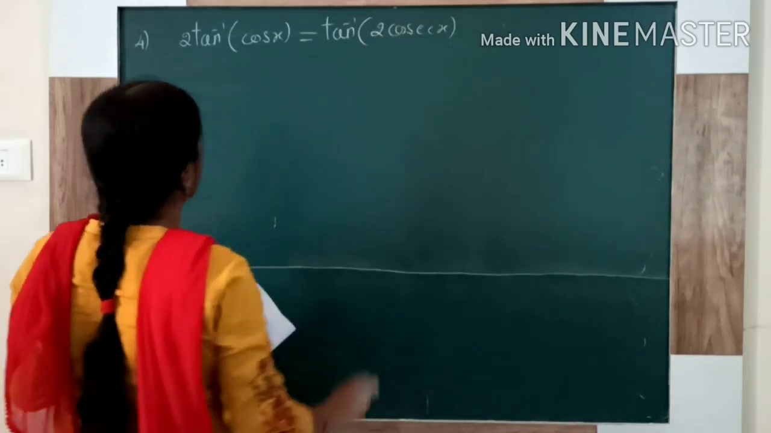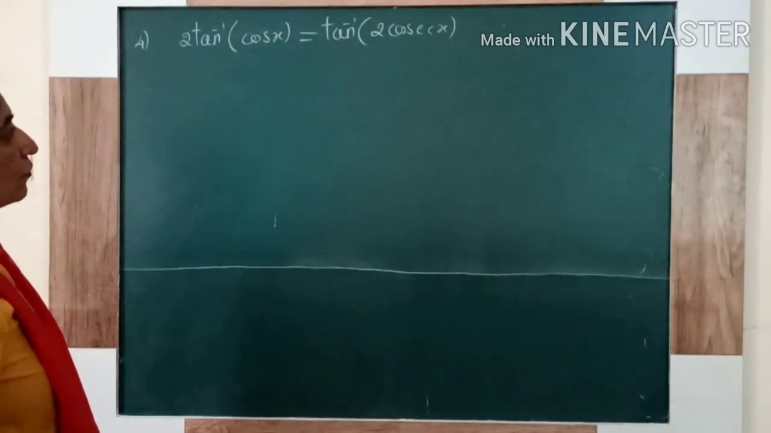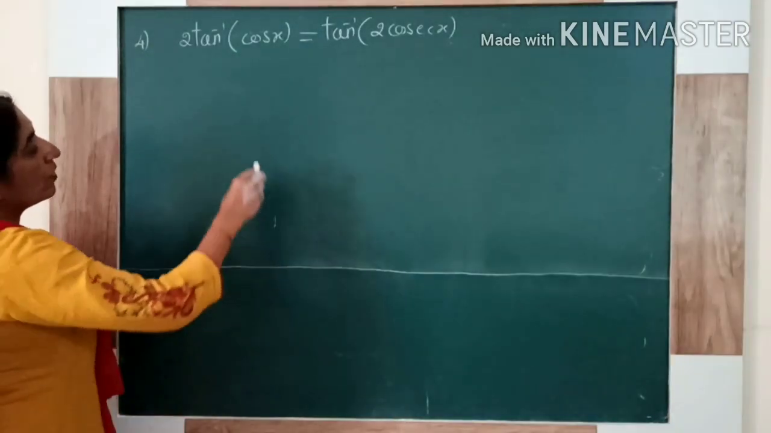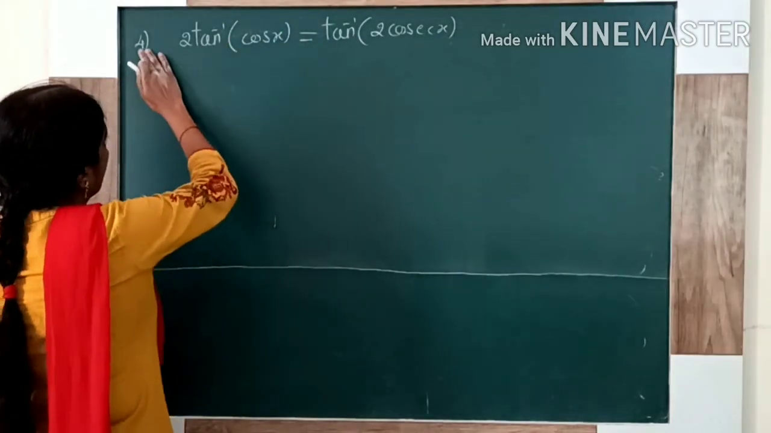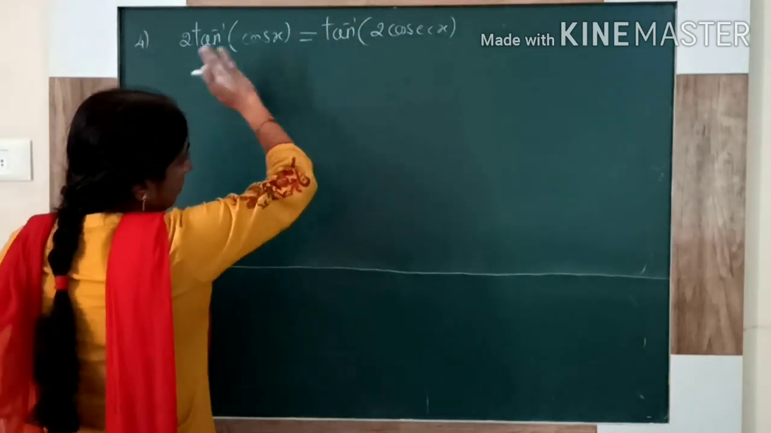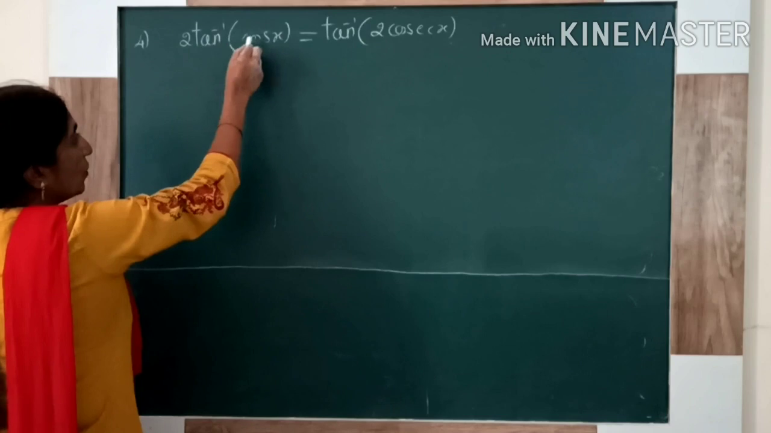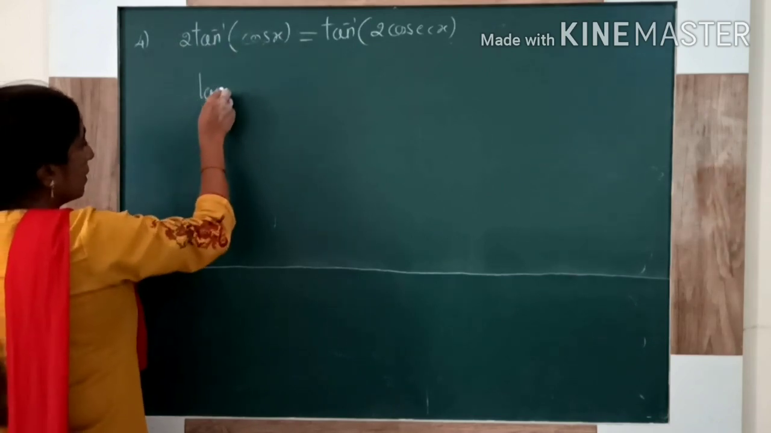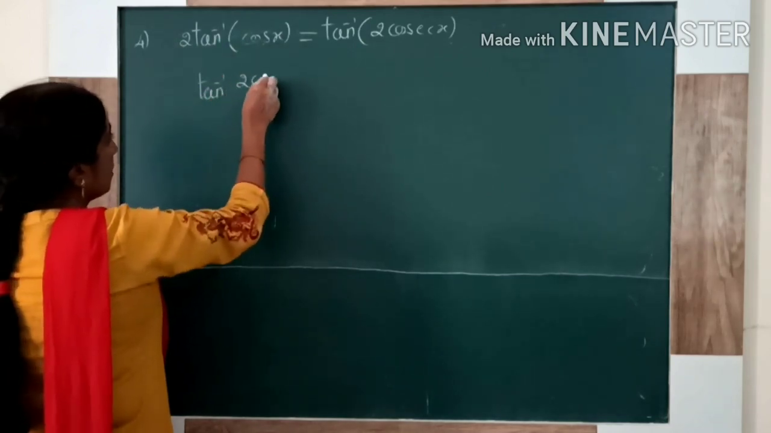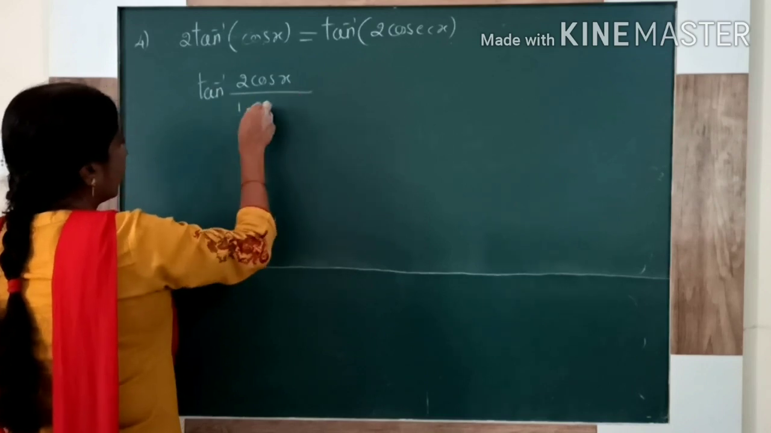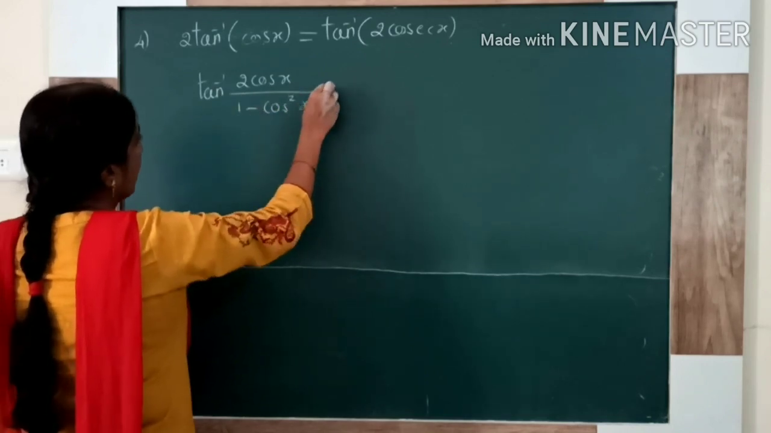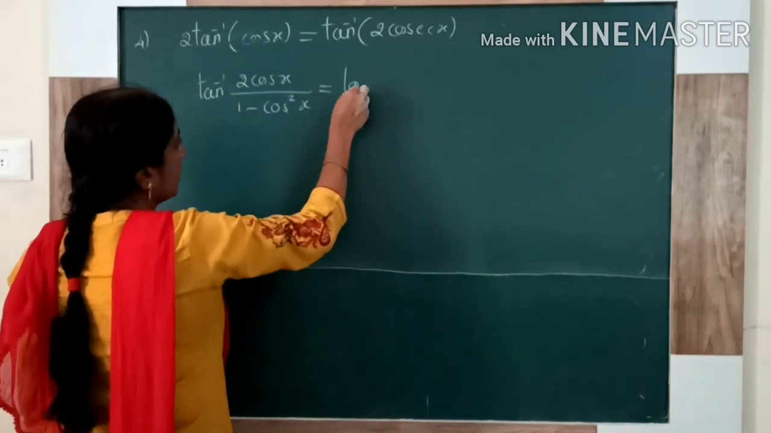Solve or find the value of x. So first I wrote the problem. Now I told you, when you are writing the solution, write down the problem as it is, LHS and RHS. It is in the form of 2 tan inverse x, that is tan inverse 2x upon 1 minus x square. In place of x we have cos x, and this I kept as it is.